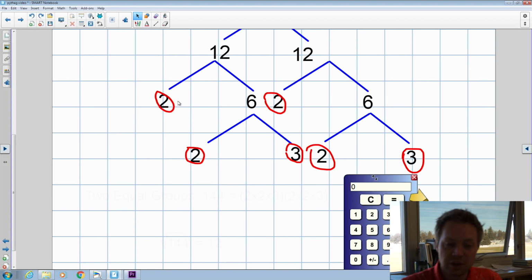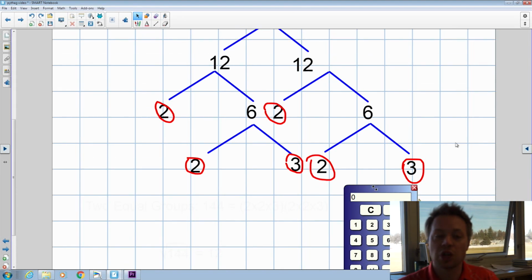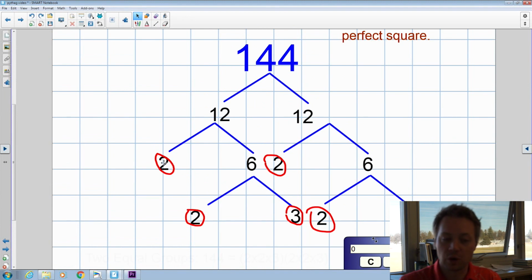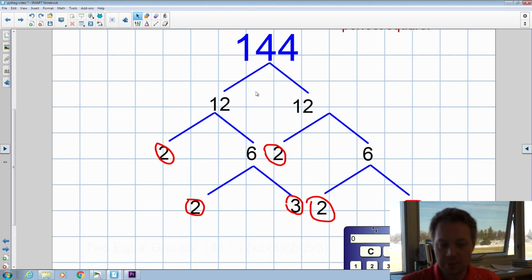So you can see that I've got some numbers circled in red here. And the reason I've circled those in red is because those are the prime factors of 144. So basically, if I took each of those and multiplied them together, I would get 144. 2 times 2 times 2 times 3 times 2 times 2 equals 144, and those are its prime factors.